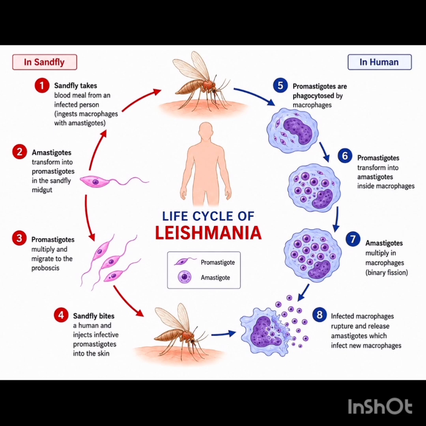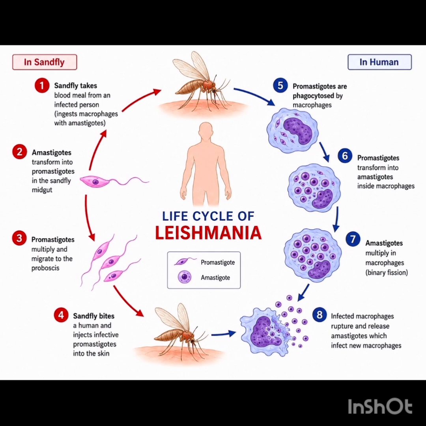When another female sandfly takes a blood meal from an infected person, it picks up these amastigotes. Inside the sandfly, they transform once again into promastigotes. They multiply, develop, and eventually reach the insect's mouth part. Then the sandfly bites another person, and the cycle begins again. So remember the simple journey: sandfly to promastigote, promastigote to macrophage, macrophage to amastigote, and then to sandfly again.